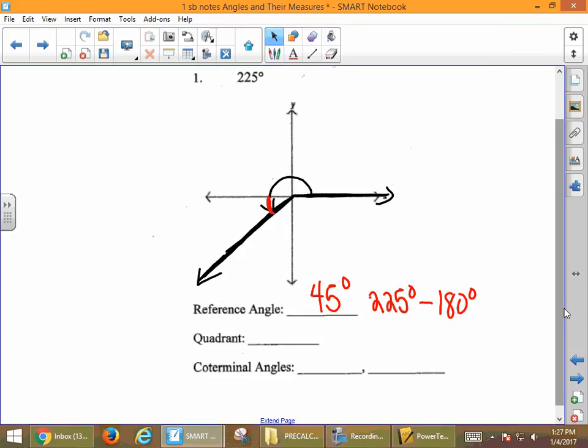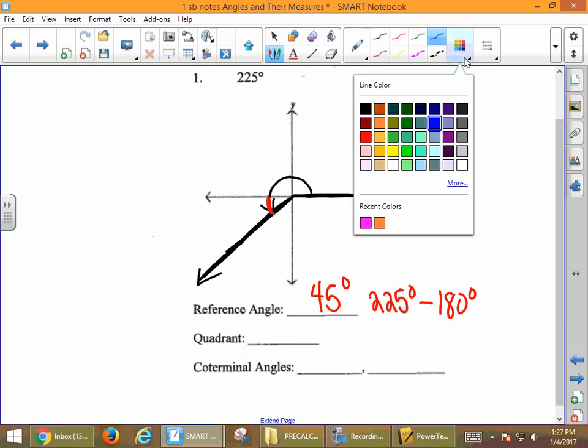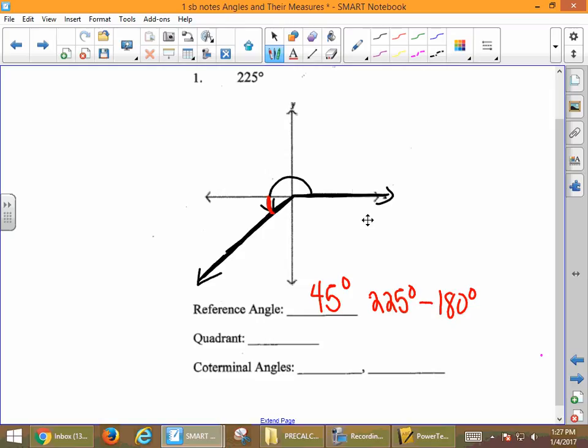Well, what quadrant is that in? In case you're not aware or you've forgotten, here's quadrant 1, here's quadrant 2, here's quadrant 3, and here's quadrant 4. So our terminal side is where we're in quadrant 3.